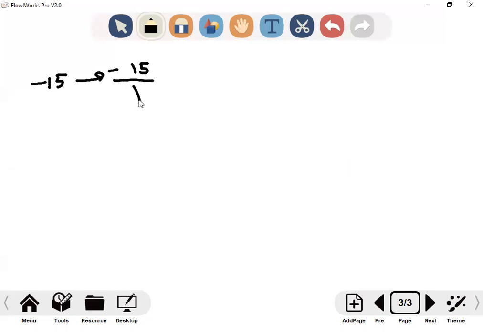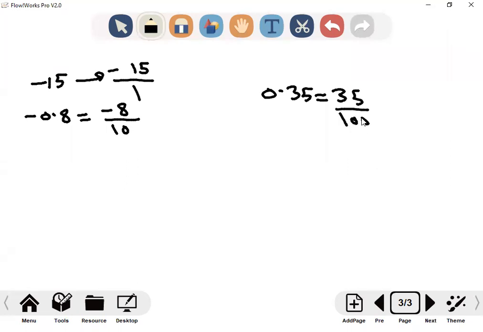But down from it, we have negative 0.8. Remember how we turned the decimal to a fraction? We put the number and down depends on how many digits, right? So negative 8, we can write it as negative 8 over what? Over 10. How to turn from decimal to fraction? Remember this? 0.35, it is 35 over what? Over 100. Check. 2 digits, 2 zeros. Remember? We took that before.